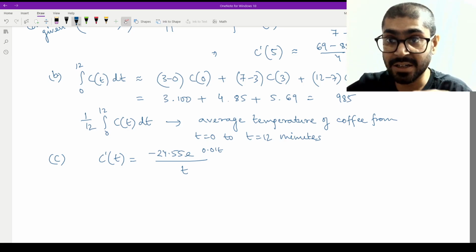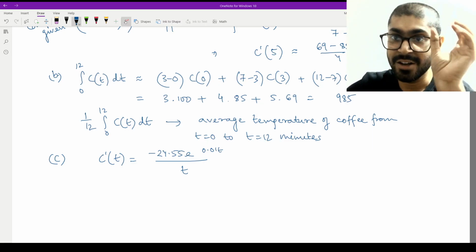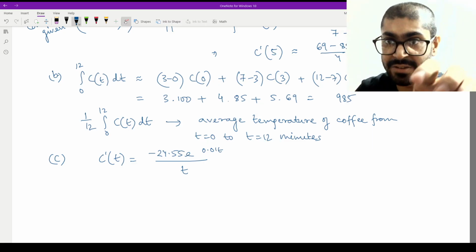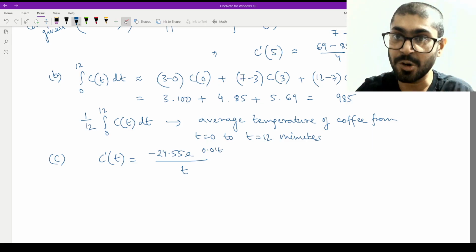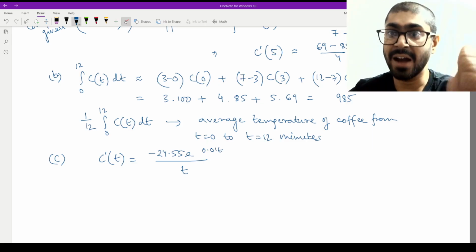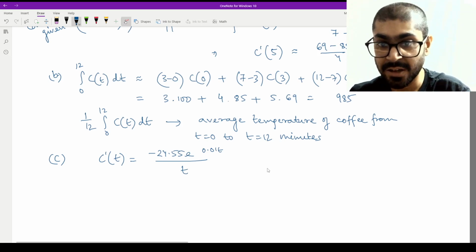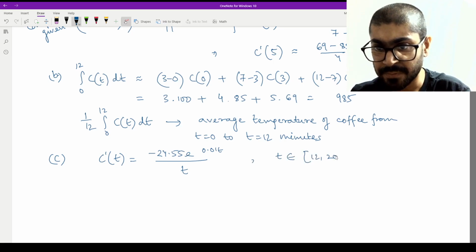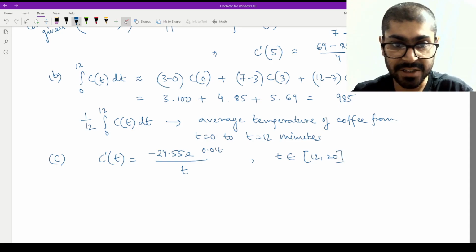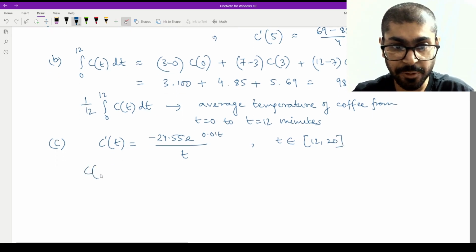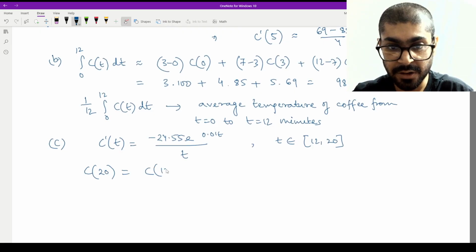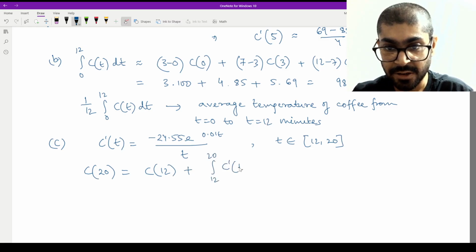So this function does not have an initial condition. It's not something minus this. That means you will not only have to calculate the decay but also subtract it from the last known value of C12, because this is from 12 to 20. So your temperature at 20, C20, would turn out to be C12 plus this integration, 12 to 20 C dash t dt.